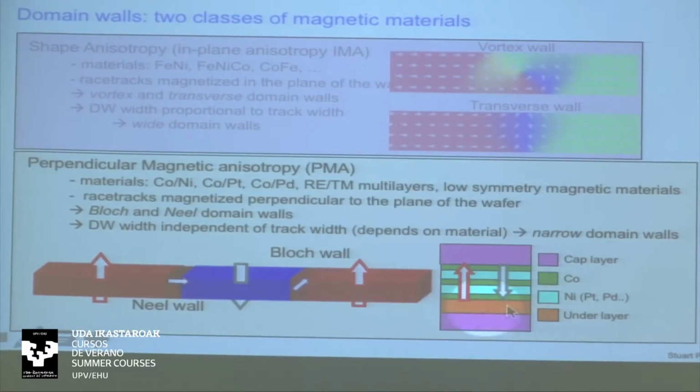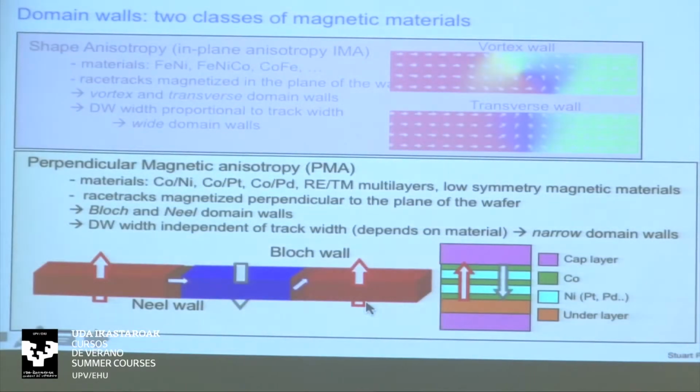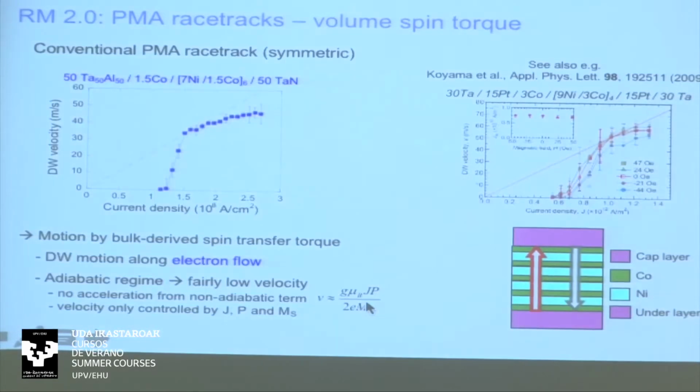And what happens is the physics of manipulating these walls is completely determined by layers on either side, above the capping layer, and these underlayers beneath this nanometer thick racetrack material. And this has a lot of interesting physics I'd like to discuss.